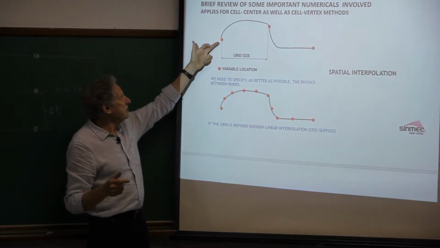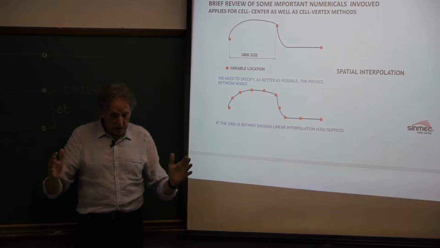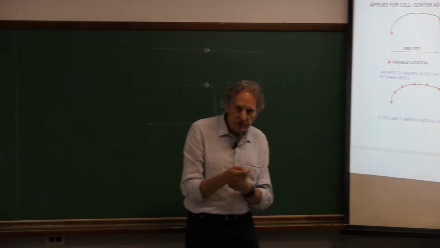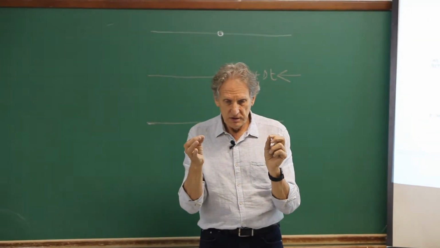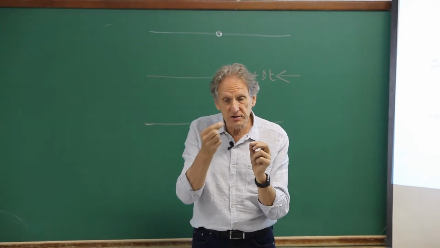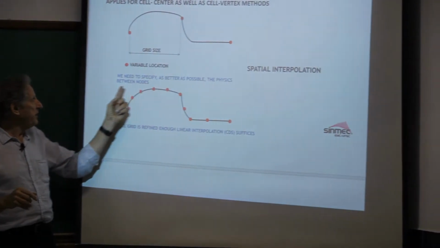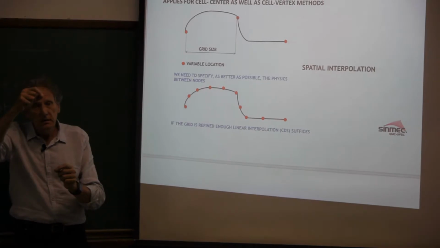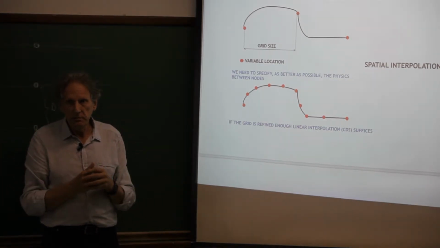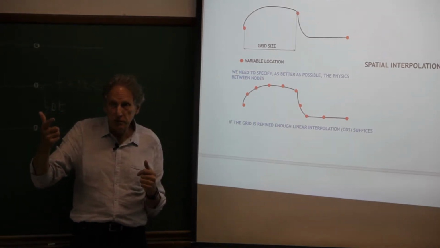If I have the unknowns at the red points, this is where I have my variable. What the interpolation function has to do is connect the variables in the best way. To connect the variables in the best way is to have a function which represents the physics which is there. We need to specify as well as possible the physics between nodes. If you have a variable with a function like that and you put a straight line, there is an error. And then you need to give some interpolation function. This is not easy, because this is the solution of the problem. This is what you want to know.